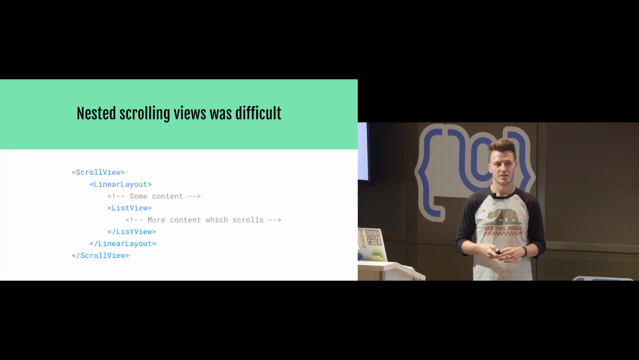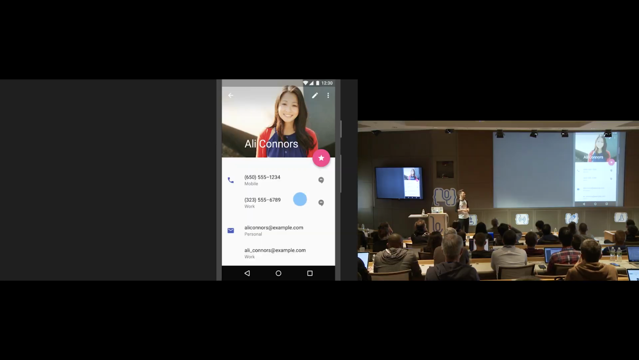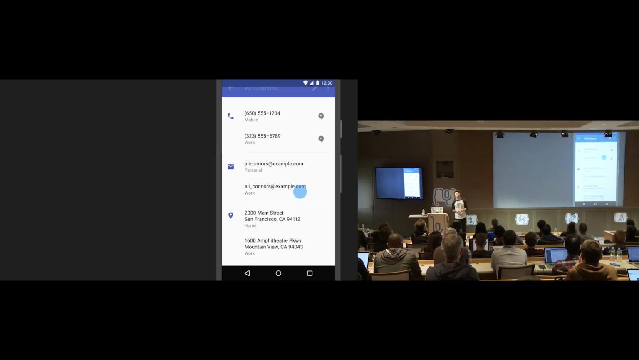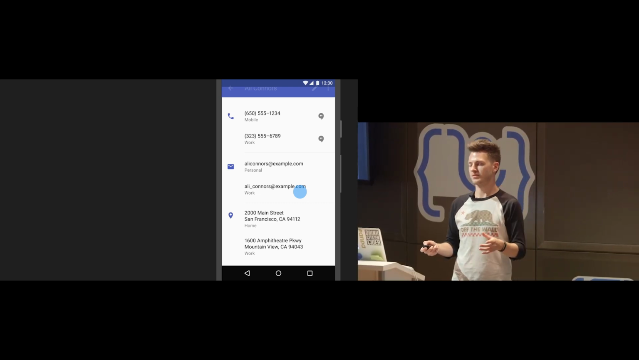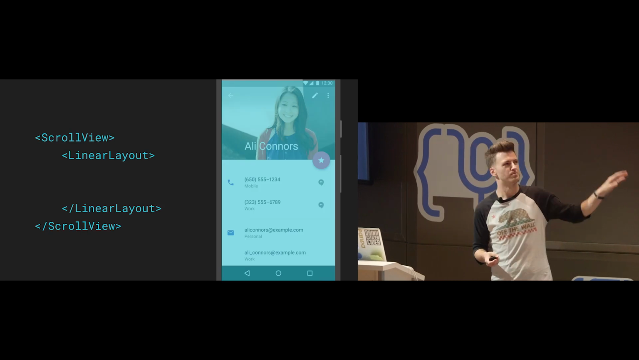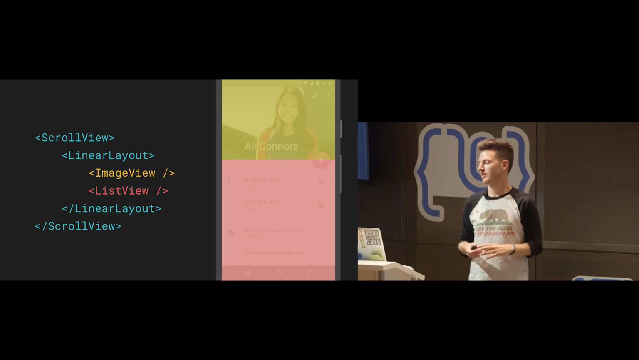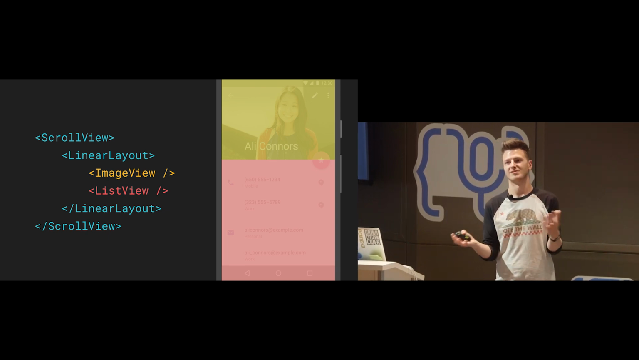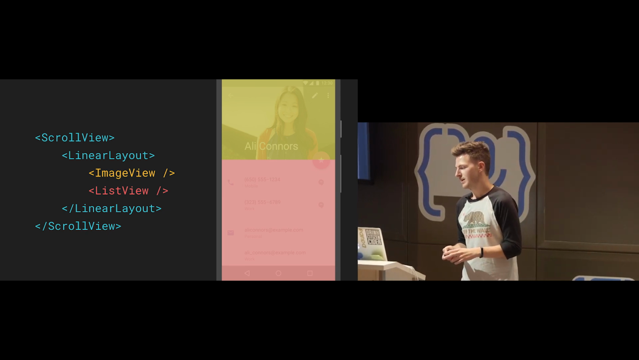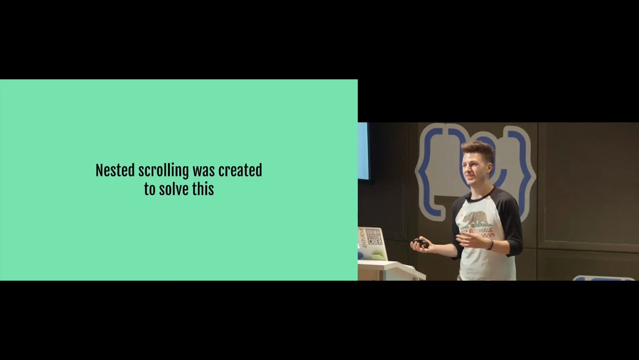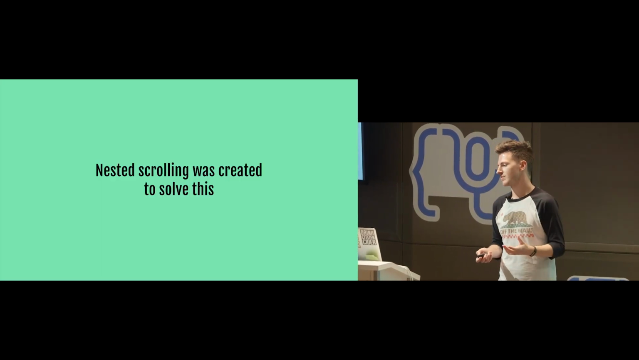So API 21 came along, and at the same time was material. So you've probably seen this video 1,000 times, but it's the user scrolling, and the AppBarLayout collapses and then comes back down again. So if you think logically about how you'd actually lay that kind of view out, it'd probably be something like this. You'd have a ScrollView, and then you might have a LinearLayout in there. At the top, you'd have an ImageView, and then at the bottom, it'd be a ListView, because that content could be an infinite amount of data. So nested scrolling was created to help solve this.